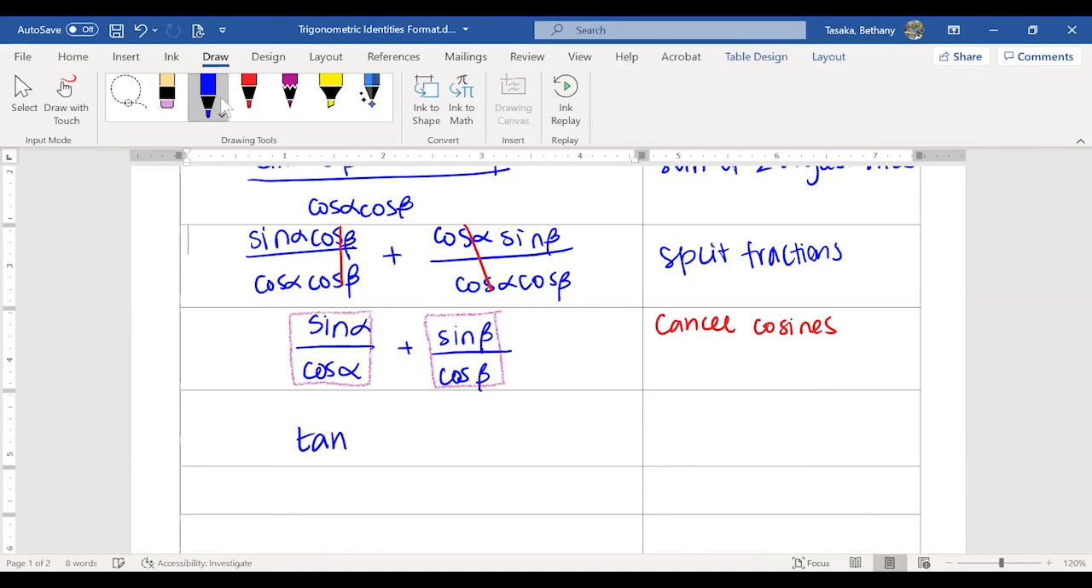This gives us tangent of alpha. If those actually disagreed, like if I didn't write the wrong thing, then I could not use this identity, right? So make sure they actually agree. Plus tangent beta, and that's a quotient identity.